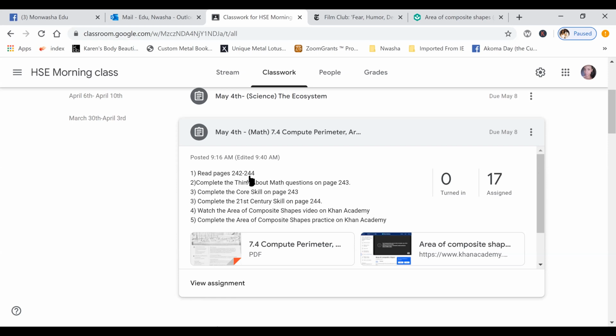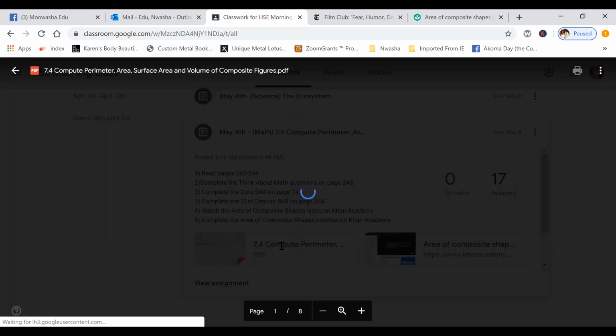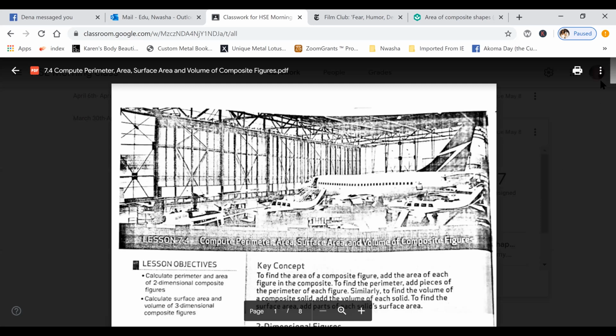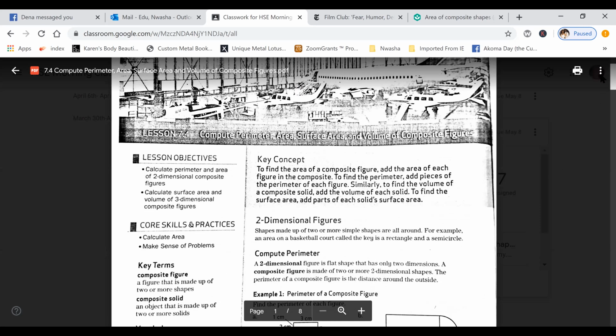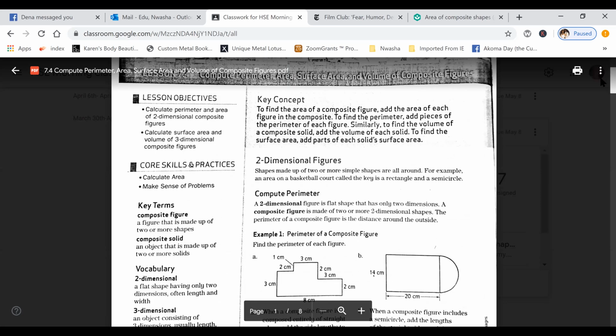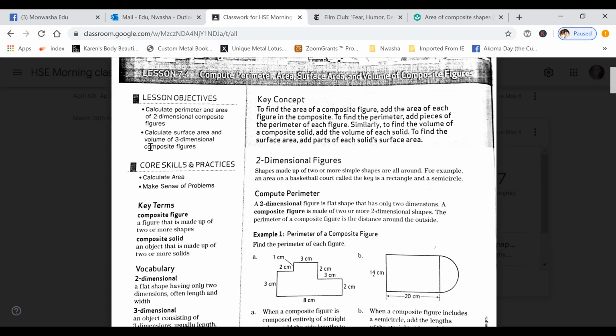So what we're doing is just the beginning, and it's a review of everything. So it says perimeter, area, surface area, and volume, but now we're doing the composite figures. So the objectives: calculate perimeter and area of 2-dimensional composite figures, calculate surface area and volume of 3-dimensional composite figures. So this is kind of a review of everything of those first formulas that we learned, but now it's a review of 2-dimensional and 3-dimensional.